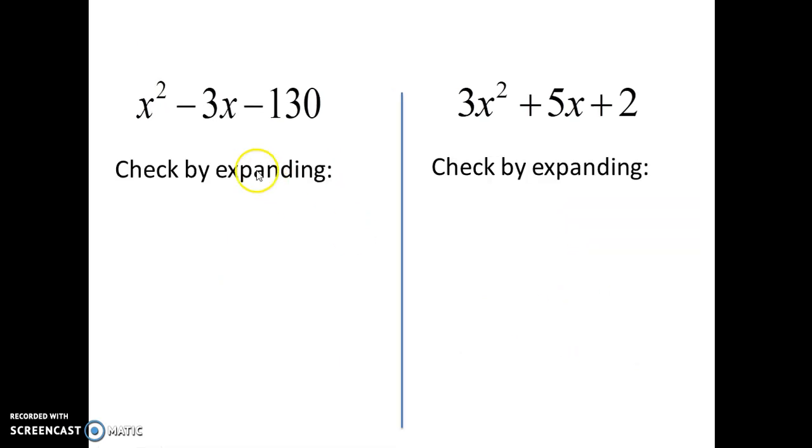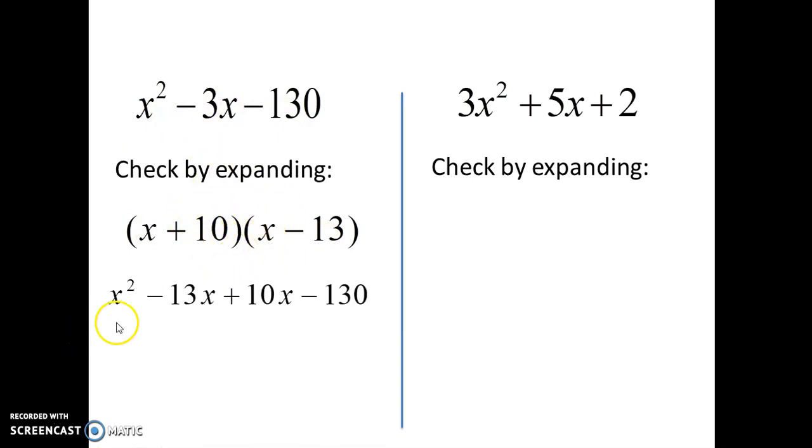Let's double check. I'm not sure. The best way to double check if you factored correctly is to expand. It means multiply through and check if you get back to the original expression. So here we had this quadratic, we factored it into this. Now we're going to expand this to see if we get back to that. Let's multiply. X squared minus 13x plus 10x and minus 130. Combine the two middle terms and you get x squared minus 3x minus 130. That matches the upper one. So our factoring must have been done correctly because we got back to the original when we multiplied.